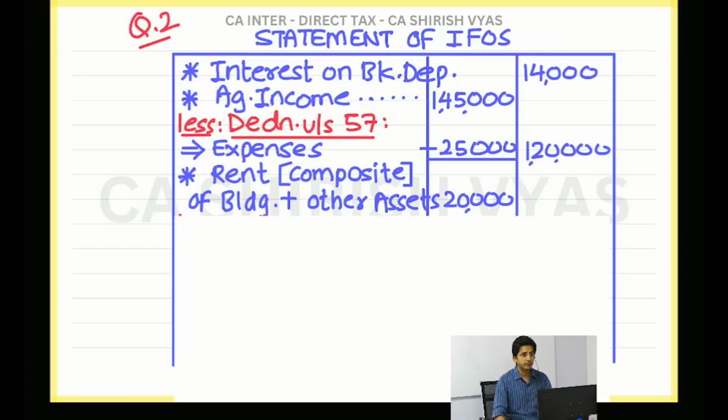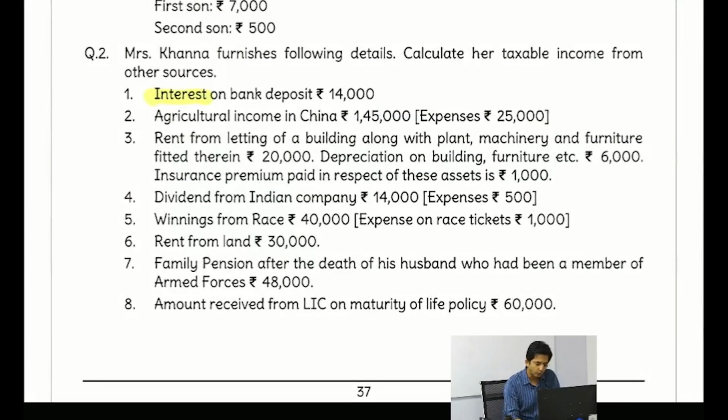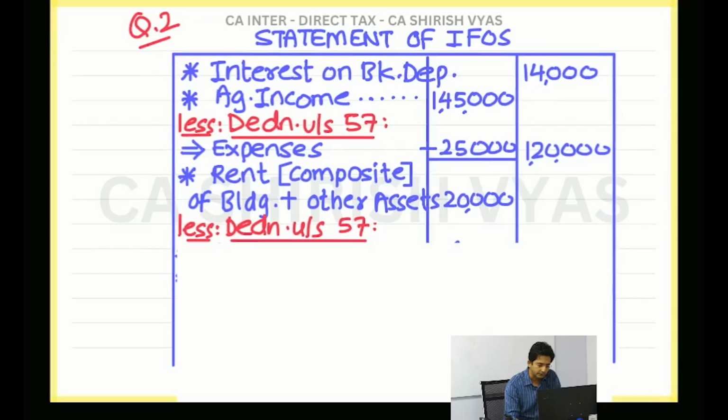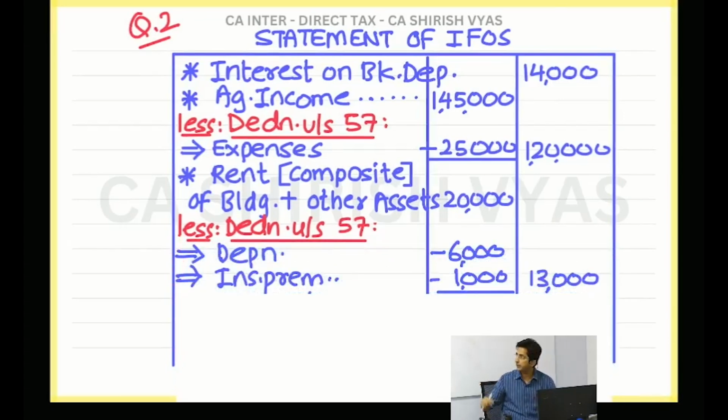After this, what should I write? Less deduction under section 57. Now see how many expenses were given. One was depreciation, one was insurance premium. So see the presentation of how I have done it. Look here. Draw one arrow and write depreciation. You don't have to write a detailed sentence. Just write the name of the expenditure in short. Depreciation. Insurance premium. 6,000, 1,000, outer column 13,000.